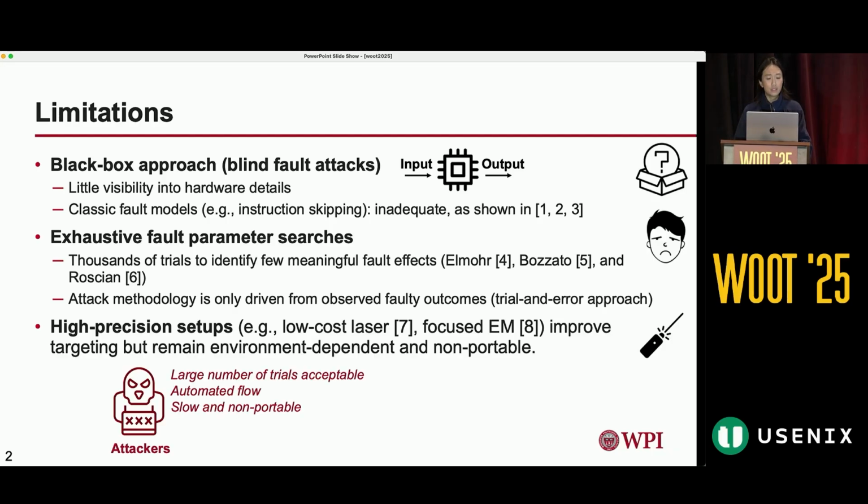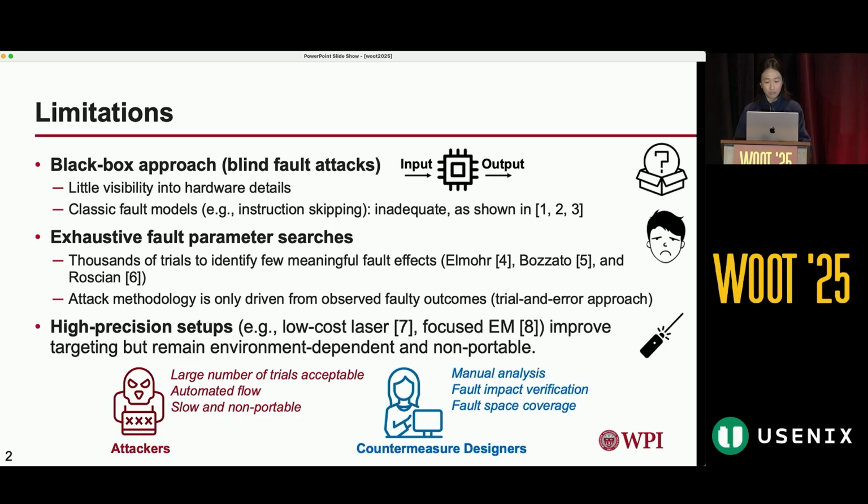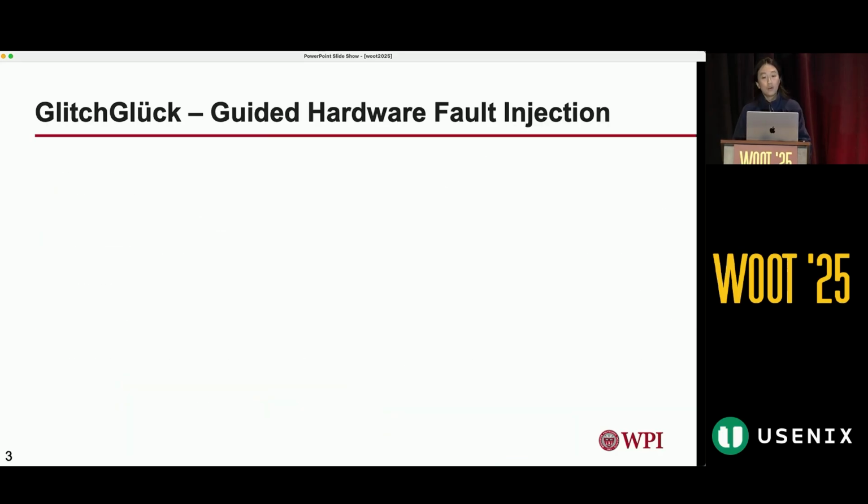For the attackers, a large number of trials is okay because we could optimize the flow, but it's still hard to conclude from the attack methodology. But for countermeasure designers, this is a disaster because for every single fault, we need to do a manual analysis to make sure that we could commit to this countermeasure. So today I wanted to introduce you to a guided hardware fault injection called GlitchGlück. And the biggest question coming is: why do we need this guided hardware attack?